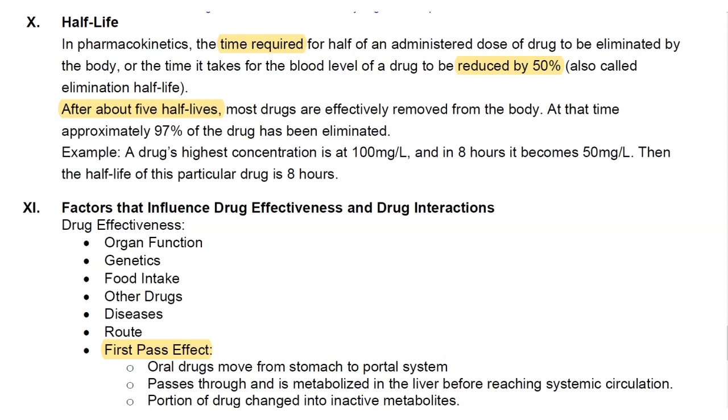An example of this, or how you can basically understand half-life better, is this. A drug's highest concentration is 100 milligrams per liter, and after 8 hours, starting from 100 milligrams, it goes down to 50 milligrams, which is half of what the initial highest concentration was. Then we can say that the drug's half-life is actually 8 hours. So when we're talking about half-life, this is time. We're talking about time, meaning hours, minutes, depending on the drug, right?